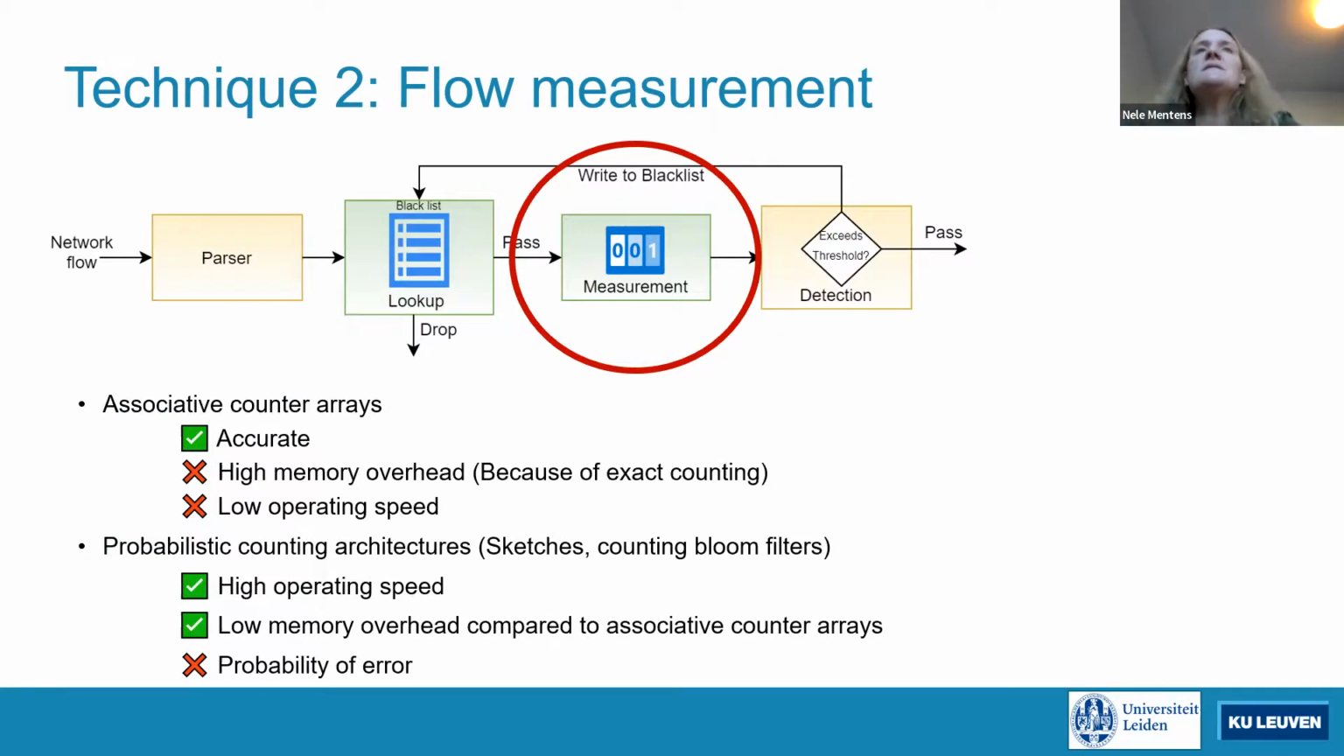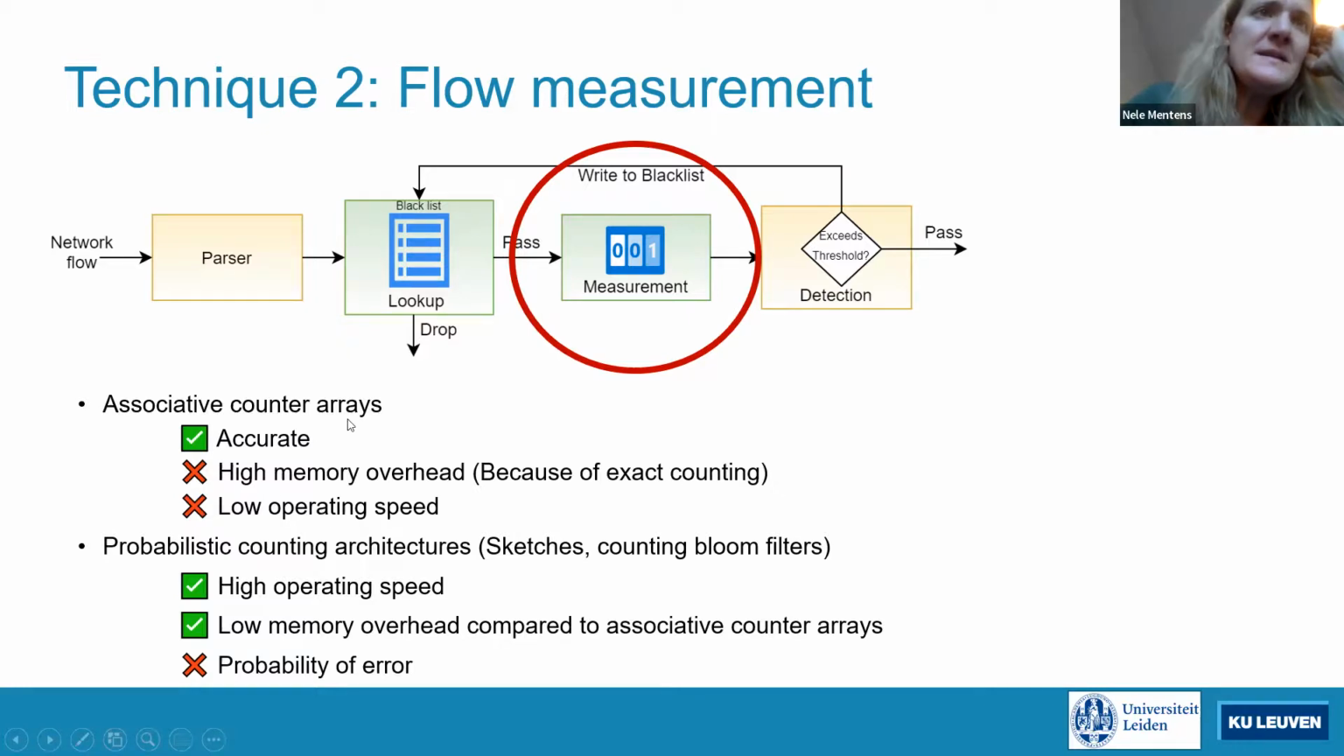Then another part in the flow measurement technique was the measurement unit. If we use associative counter arrays, then they are accurate, but have a high memory overhead because of exact counting and low operating speed. As a reminder, flow IDs come in, and we need to keep track of how much every ID has been sending. So for flow ID number 1, we keep a counter, and every time a new packet comes in, we increase this counter. We do the same for flow ID 2, flow ID 3, but of course there can be many flow IDs. The volume becomes very high, the speed is very high, etc.